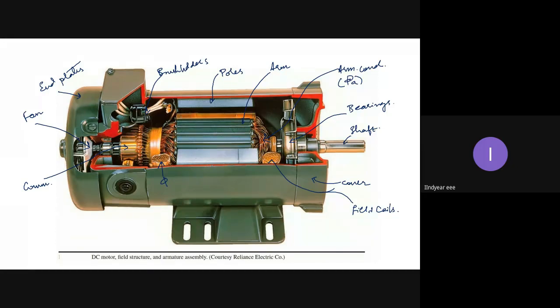So eddy currents are not only flowing in the iron part, eddy currents are flowing in the conductor part also. So there are conductor eddy currents also. Why are eddy currents flowing in the conductor? It is because of the leakage flux created by the conductor. What do you mean by leakage flux?